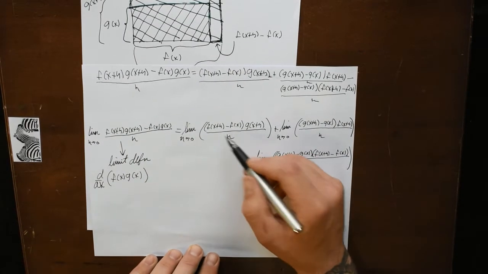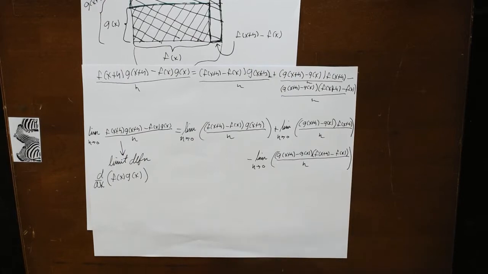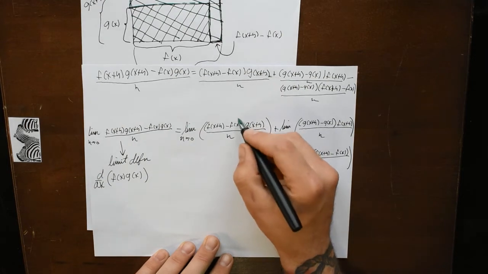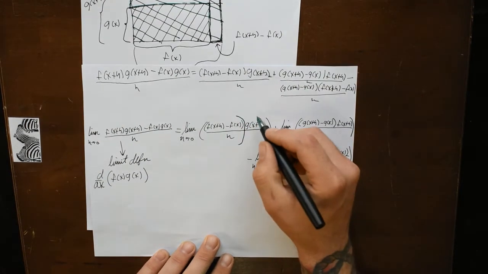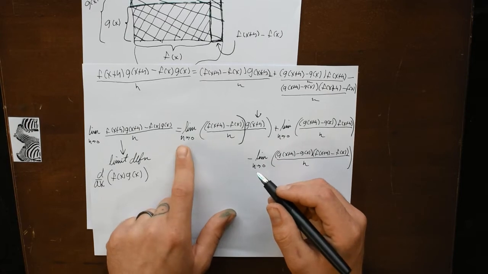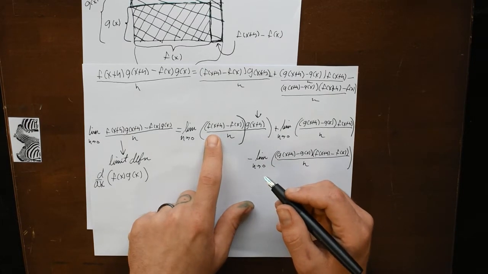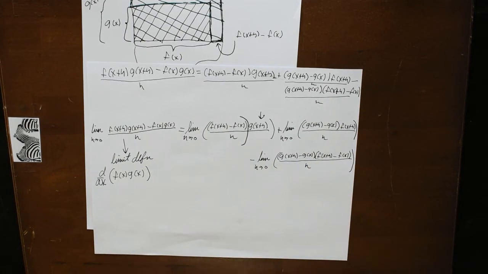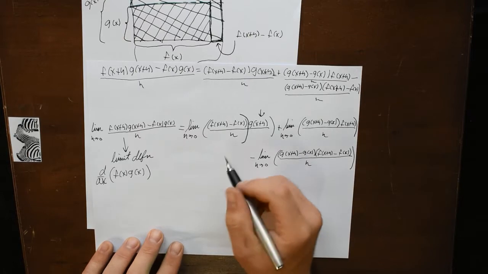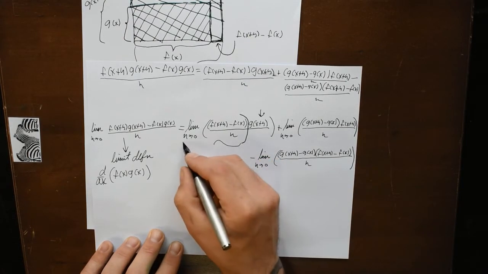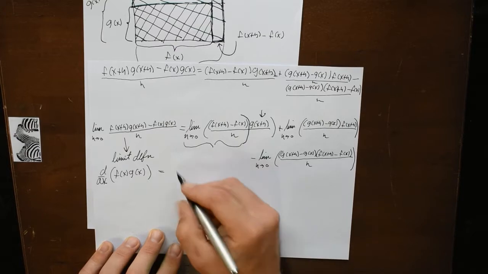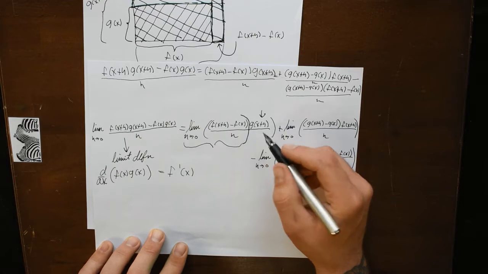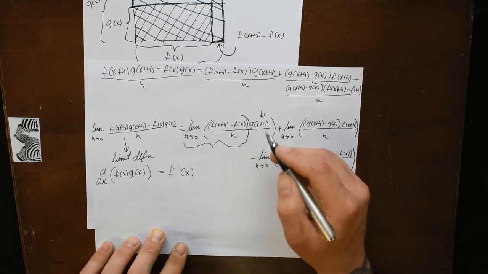Similarly, if you take a look at what we have here, we have g of x plus h times the limit as h goes to 0 of f of x plus h minus f of x all over h. So this part becomes the derivative f prime of x, and then as h goes to 0, g of x plus h just becomes g of x.